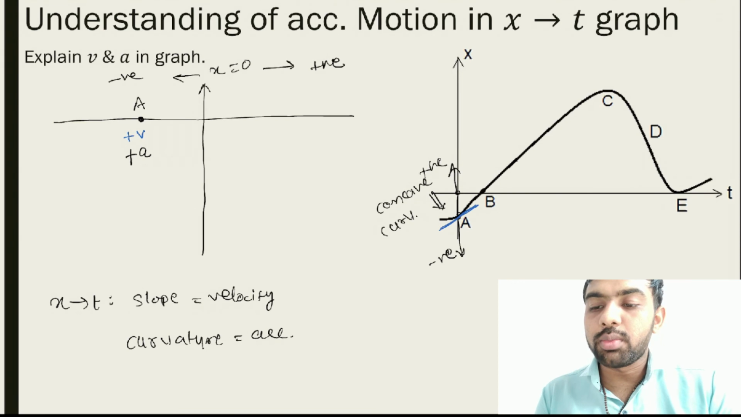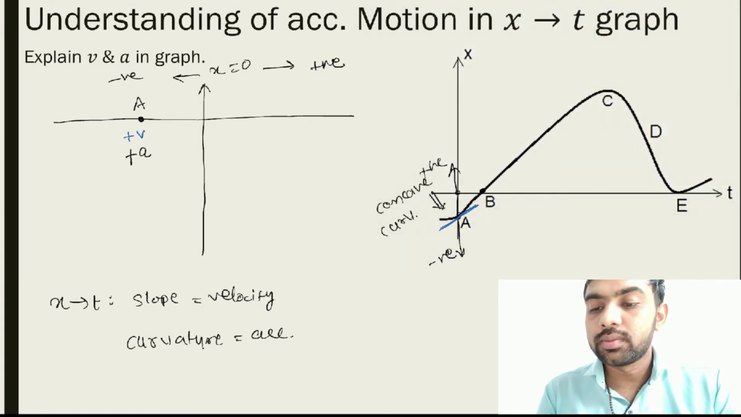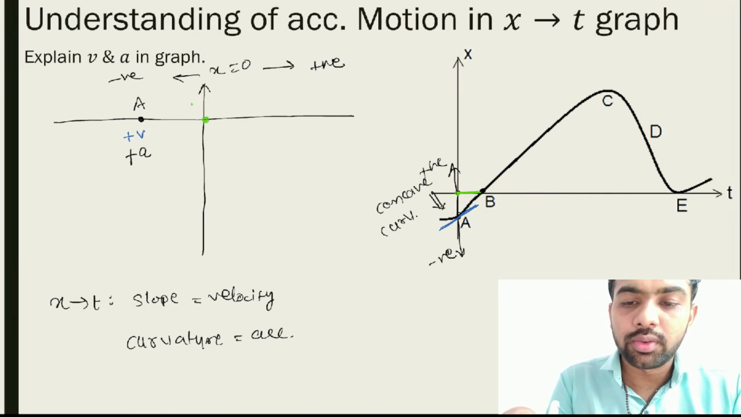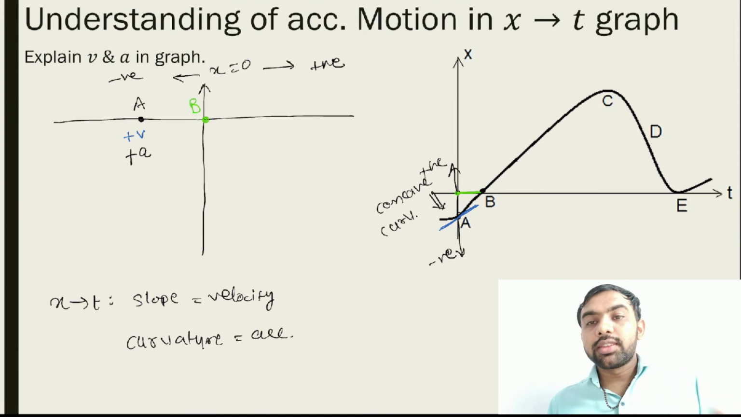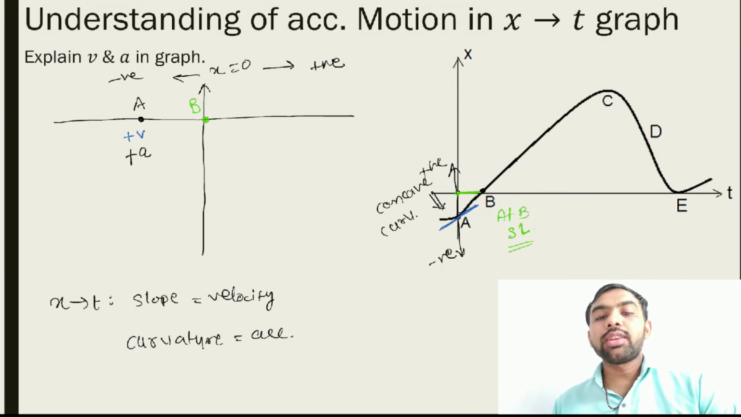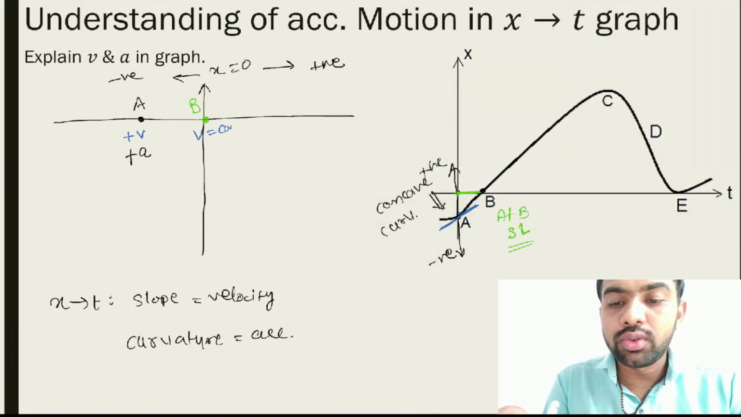Now you think about the point B. So at point B, displacement is 0. So this point B is somewhere here. But at B there is a straight line. Straight line means what? Velocity is equal to constant.